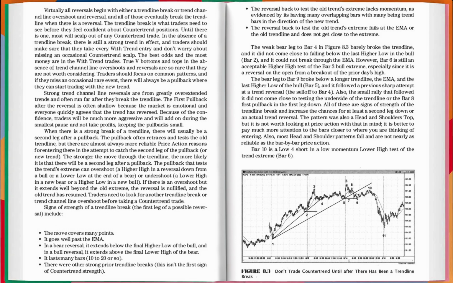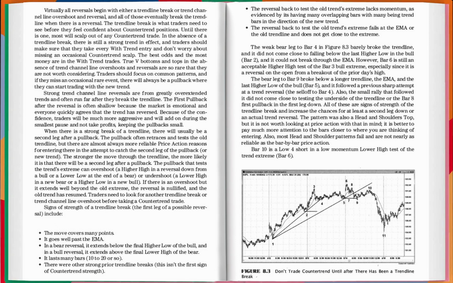The bear leg to bar 9 broke below a longer trend line, the EMA, and the last higher low of the bull bar 5, and it followed a previous sharp attempt at a trend reversal, the sell-off to bar 4. Also, the small rally that followed it did not come close to testing the underside of the trend line or the bar 8 first pullback in the first leg down. All of these are signs of strength of the trend line break and increase the chances for at least a second leg down or an actual trend reversal.